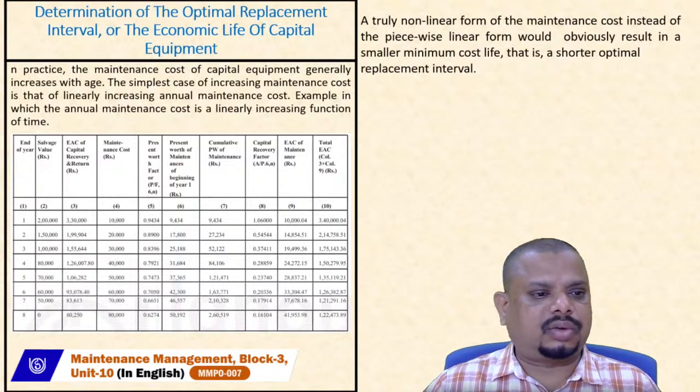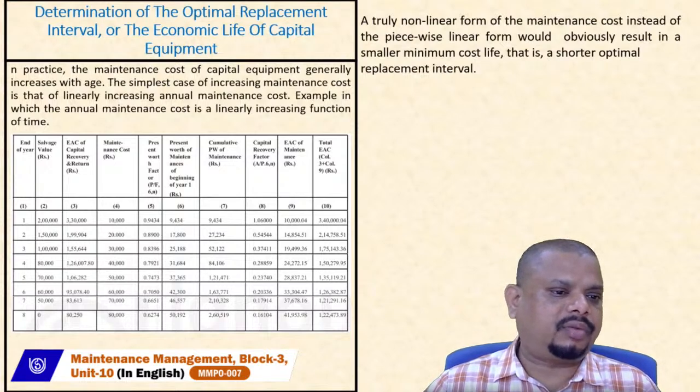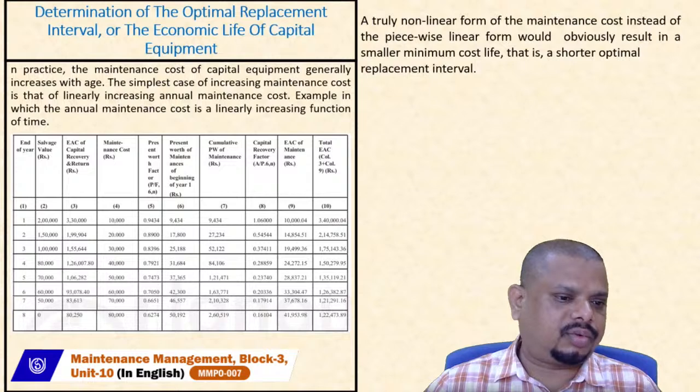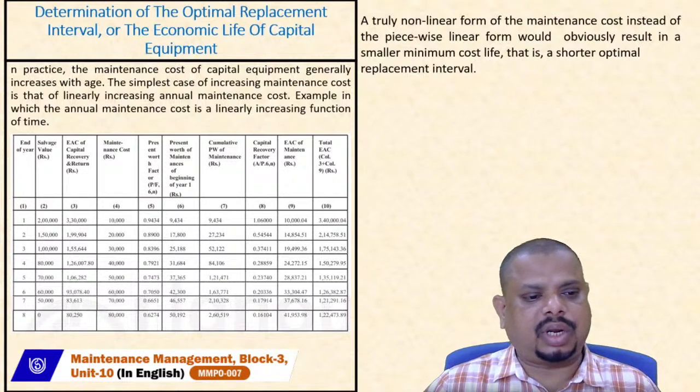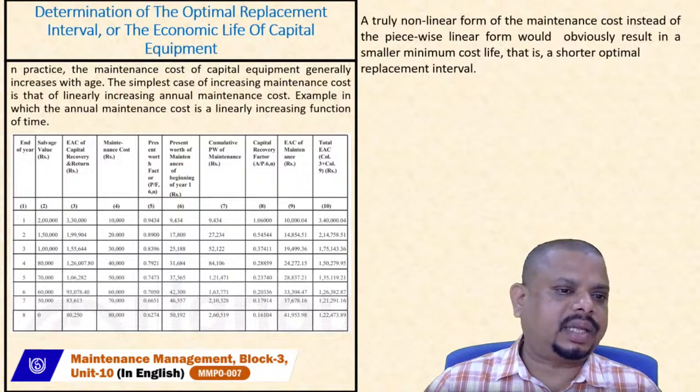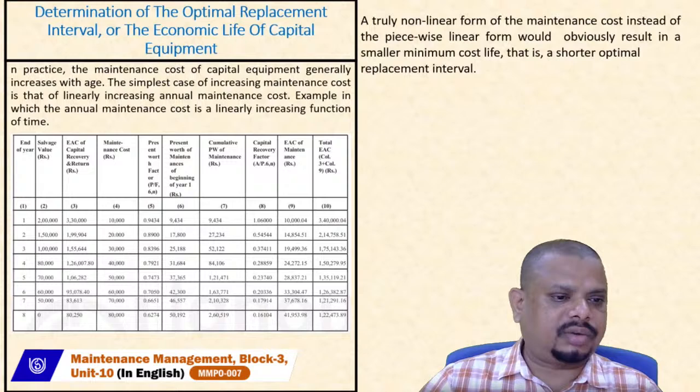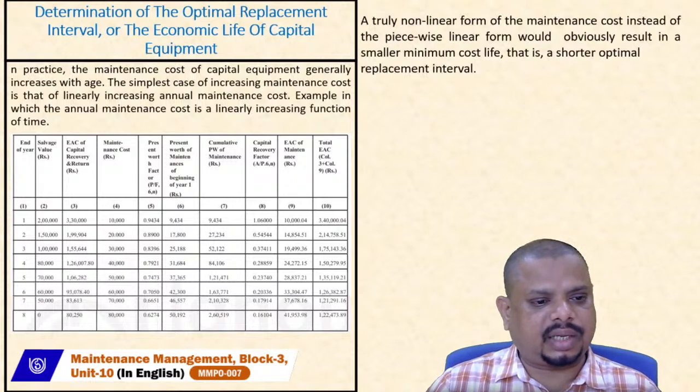For example, we have the end of year, that is the number of years, starting from 1, 2, 3, 4, 5, 6, 7. The salvage values are given like 2 lakhs, 1 lakh 50,000, 1 lakh, then 80, 70, 60, 50. And the next is the EAC of the capital recovery and returns. In the first year, we have 3 lakh 30,000.